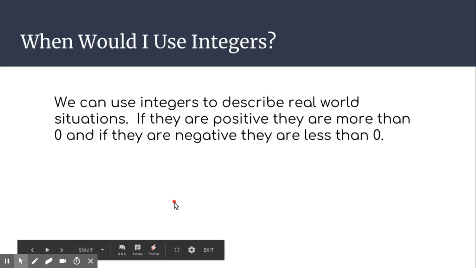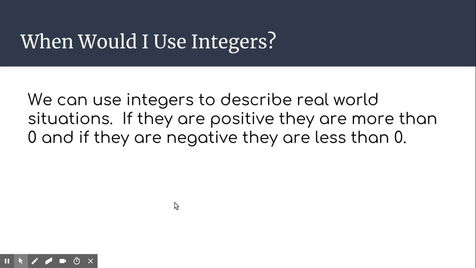So when would you use integers? You could use them to describe real world situations, okay? If they're positive, they're more than 0, and if they're negative, they're less than 0. So we're comparing to 0.